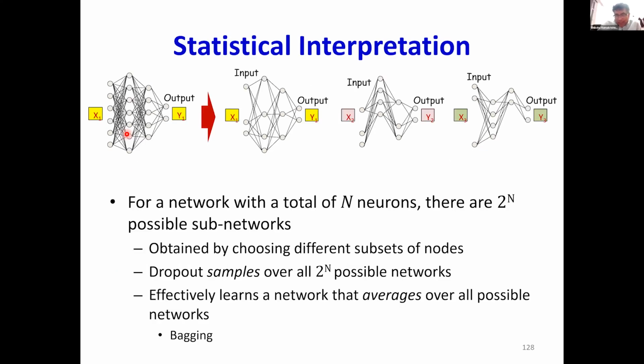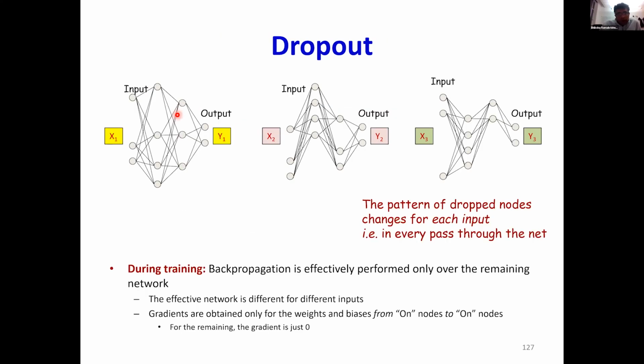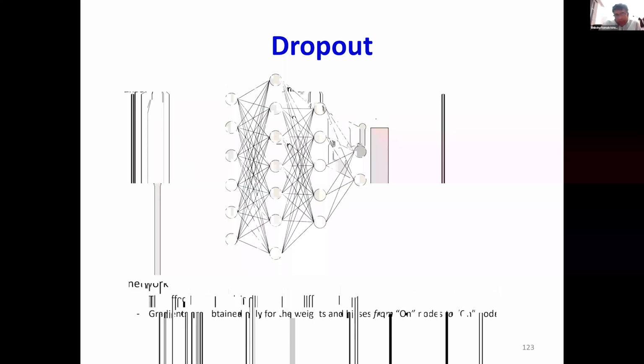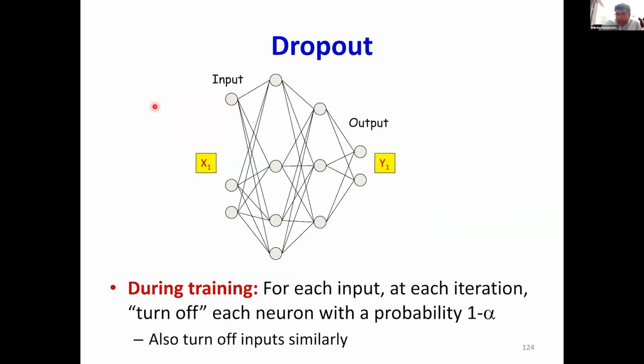So what exactly is happening? Suppose I have a network with n neurons, right? Each of them can be switched on or off. And so, starting with a network of this kind, how many networks of this kind can I construct if the new network has n neurons? Anyone?